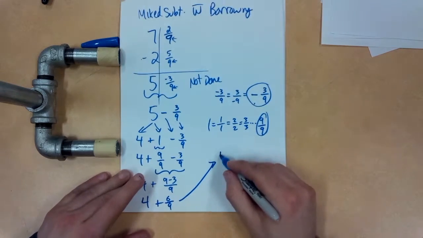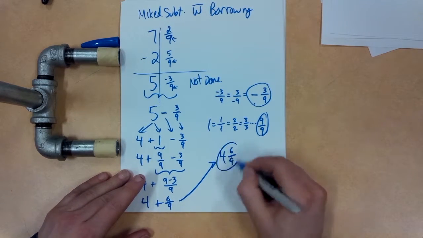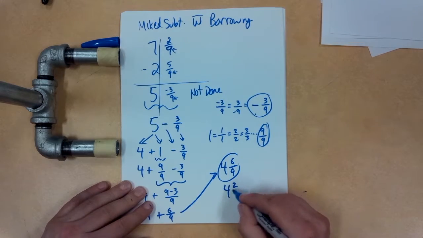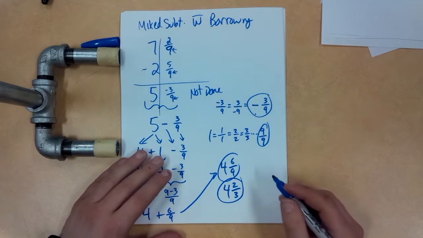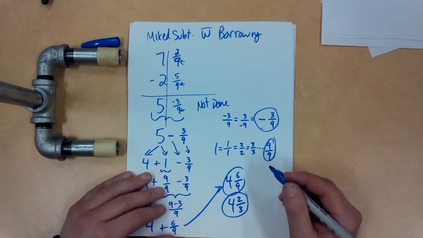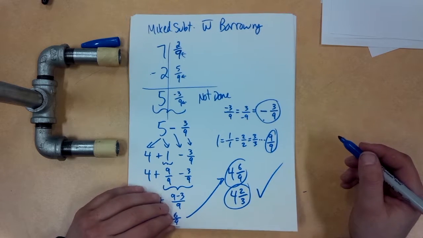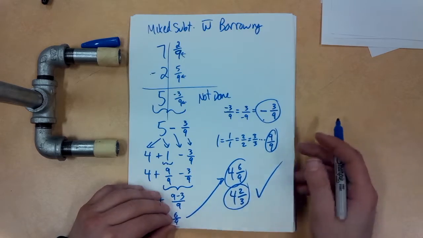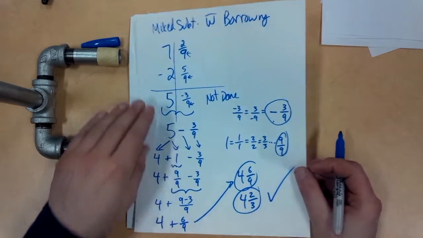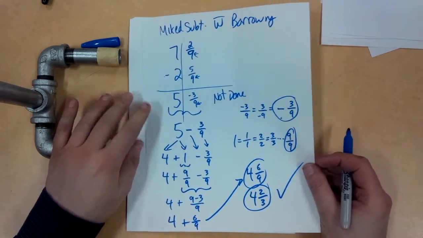Okay, it's getting tight there. 4 and 6 ninths, and I see I can simplify that to be 4 and 2 divided by 3, or 2/3. Okay, so this means we're done. That's what happens when we have to borrow sometimes. But I'm going to show you this in another way because maybe that other way is shorter.